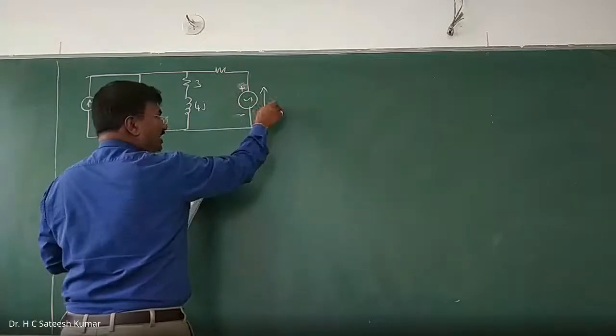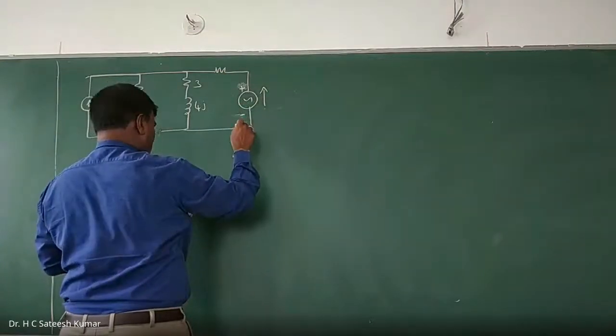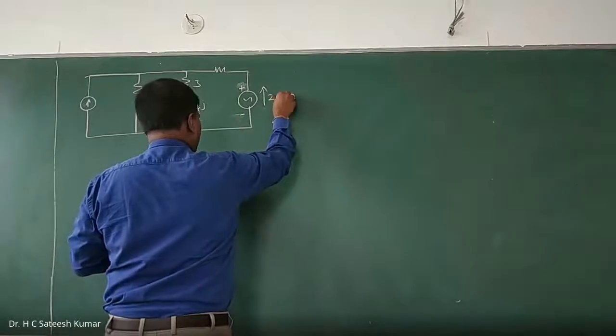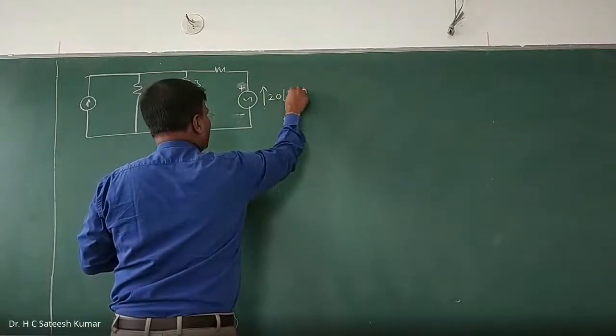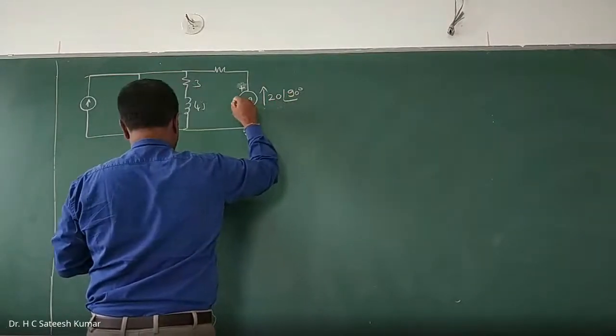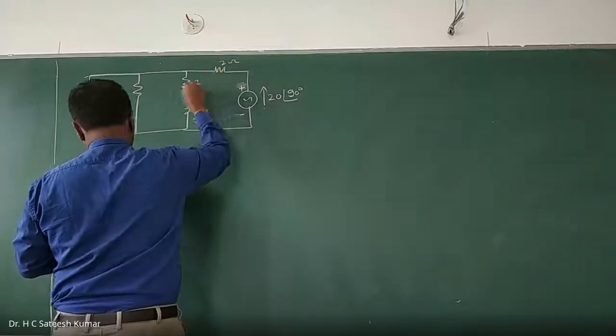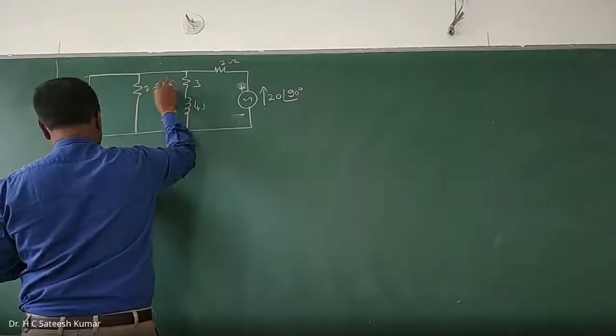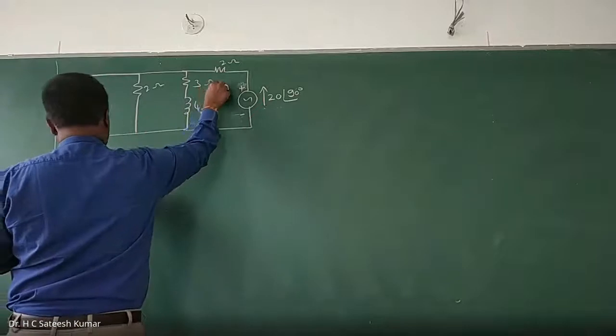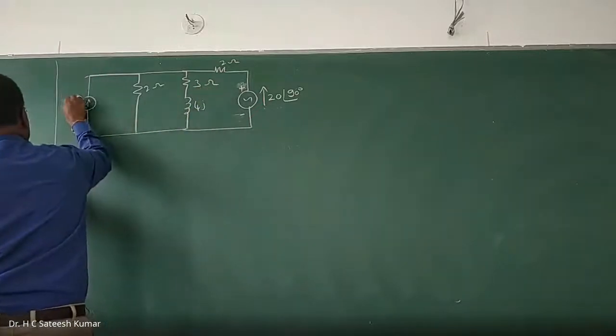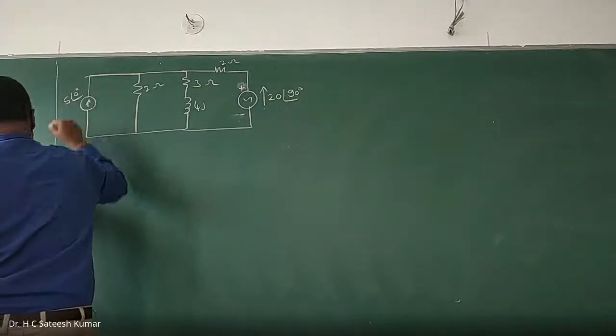If it is outside, this is positive, this is negative. The value of this one is 20 at an angle of 90 degrees. This is 2 ohms, this is 2 ohms, this is 3 ohms, and this is 5 at an angle of 0 degrees.